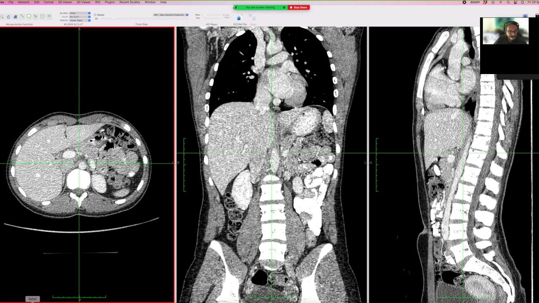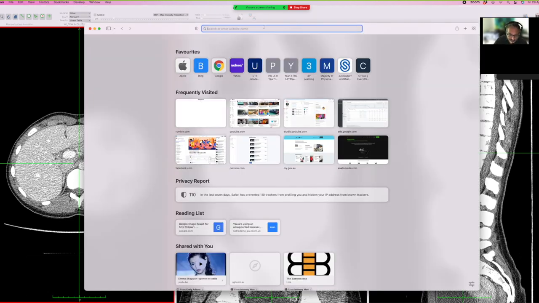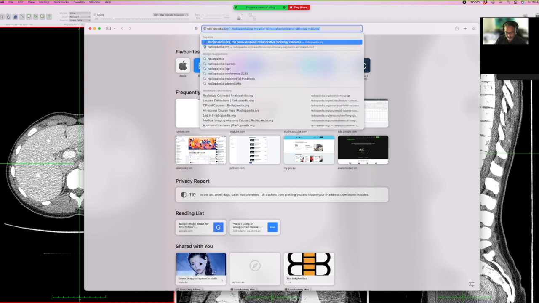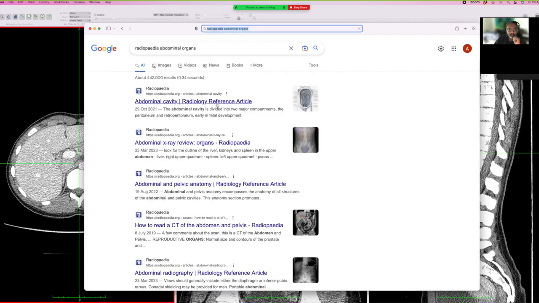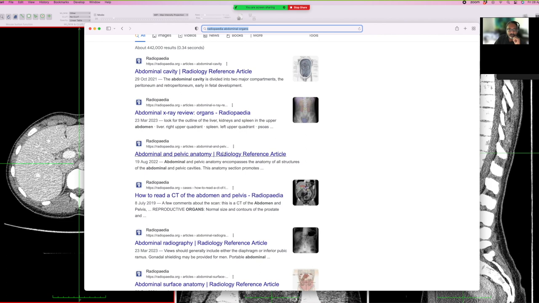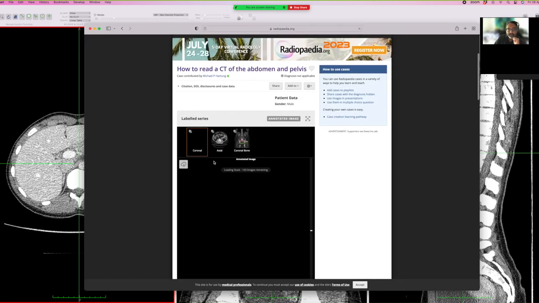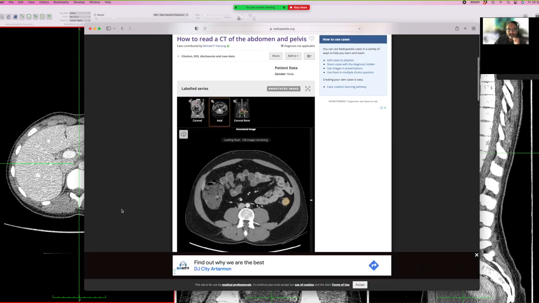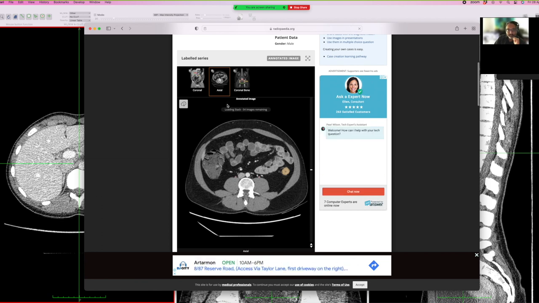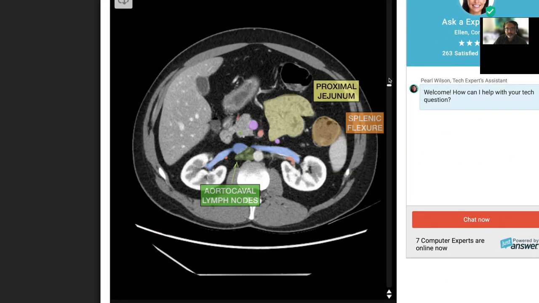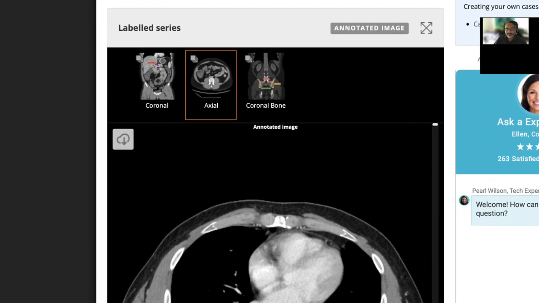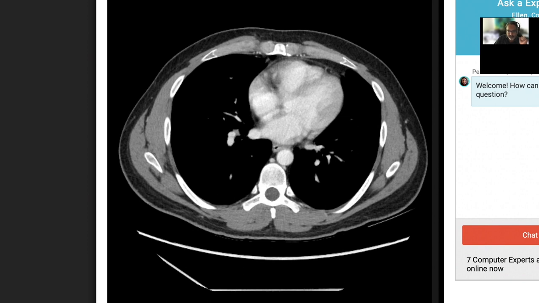Another place to practice is I think Radiopaedia. Let me just see. If you go into Radiopaedia, there's how to read a CT of the abdomen and pelvis. They have series like these, and these are really good. It's loading, and now that it's loaded, let me make this full screen and see if I can make this bigger. If I go to the top, this is Radiopaedia. If you go down, let's see what it does.